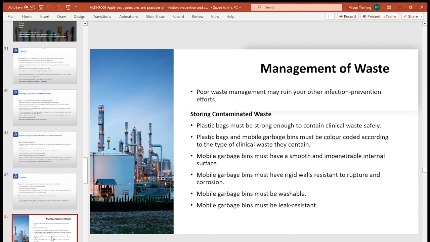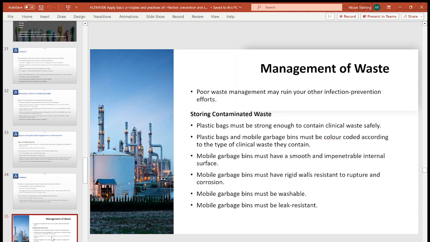Infection control, of course, if we don't manage our waste, it means there is a likelihood of us recontaminating or even getting infection due to poor waste management. So poor waste management may ruin your infection prevention efforts. In order to stop this, we should think about storing contaminated waste in a designated area.